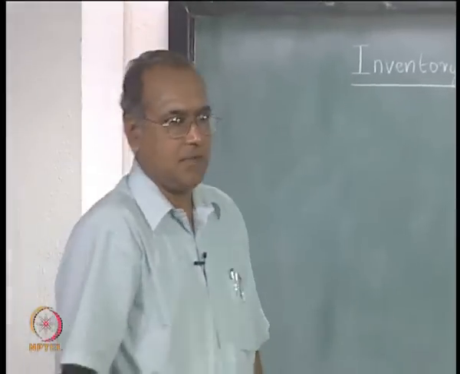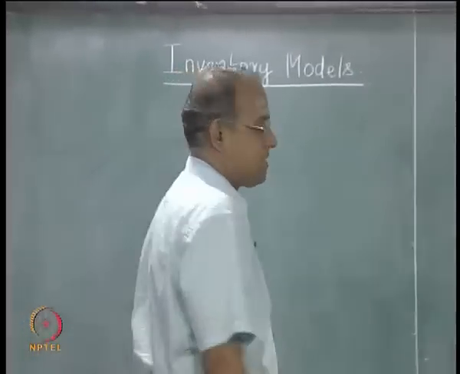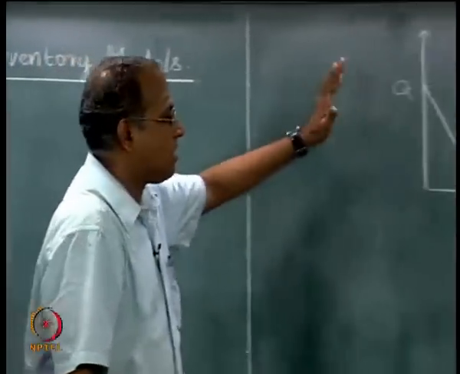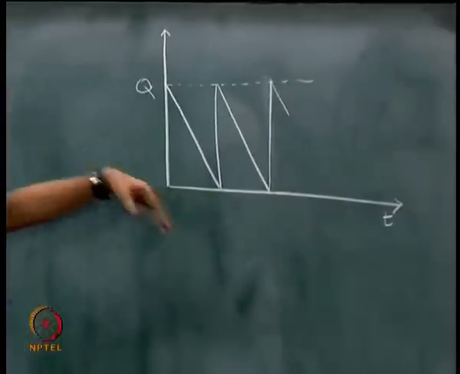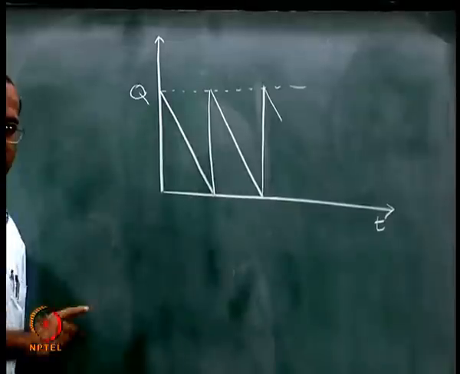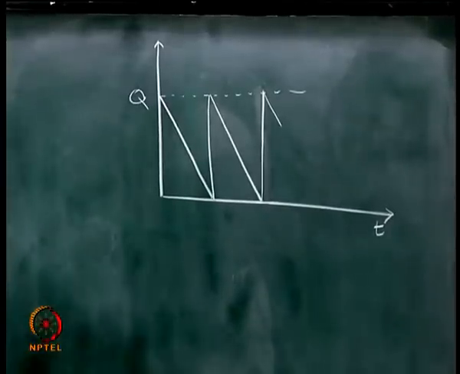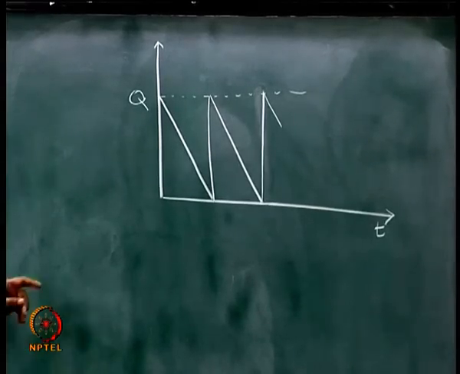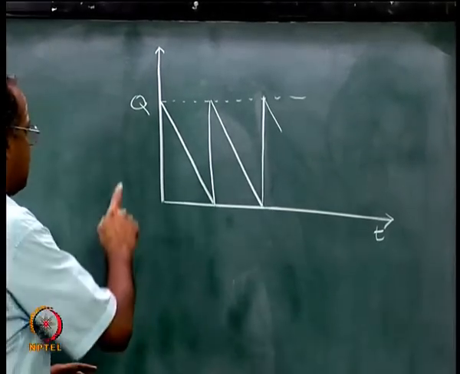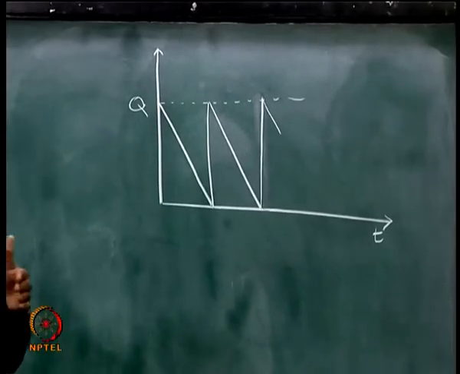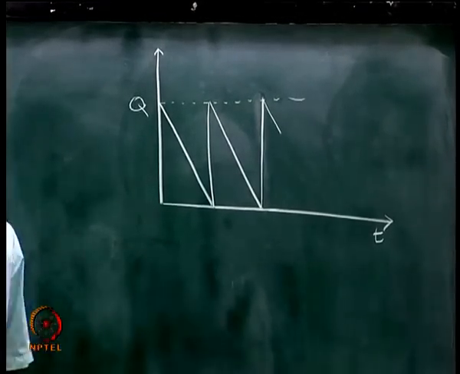In the previous lecture we introduced the basic economic order quantity model, whose stock versus time relationship is shown in this figure. Q is the economic order quantity, or the quantity that we order every time we place an order. The model works as follows. Let us assume that we have just received Q units that has been ordered earlier.